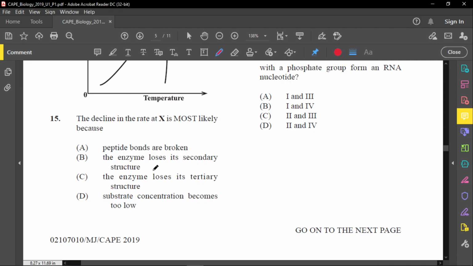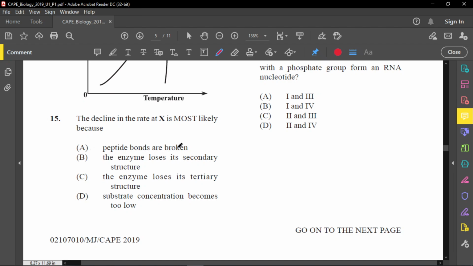The next option says the enzyme loses its secondary structure. Not necessarily, because the secondary structure is just where you have the helix. It is not determining the properties of the protein structure of the enzyme yet. It says the enzyme loses tertiary structure, which is a very good answer right here. But let's think about it first. The tertiary structure determines the function of the protein. And when we talk about the function of proteins, we're talking about the shape of the proteins. And when we talk about the shapes of proteins, you can talk about the active sites of proteins. And remember that enzymes carry out their reactions at their active sites.